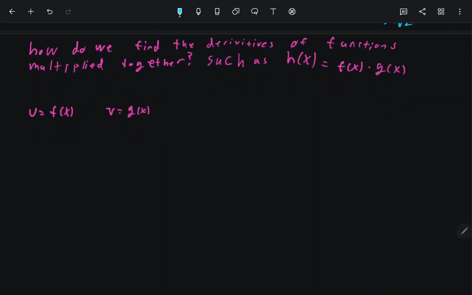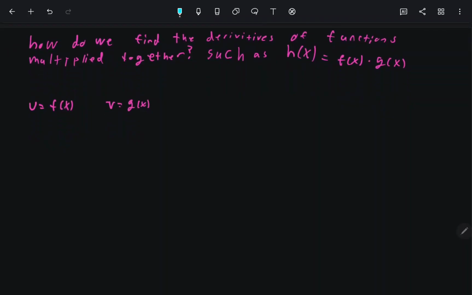Continuing on, we now have 2 new problems that we need to solve. How do we find the derivative of functions multiplied together? And how do we find the derivative of a function that's divided? We're going to start with the first problem: how do we find the derivative of 2 functions multiplied together, such as f of x times g of x? Well, that is a wonderful question.